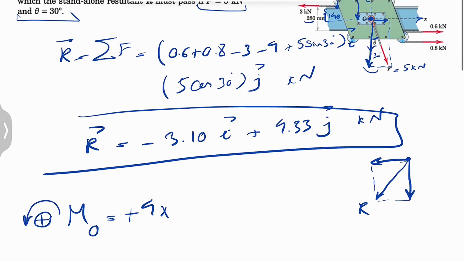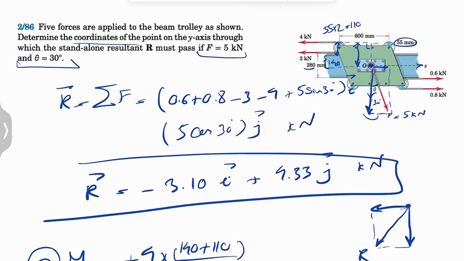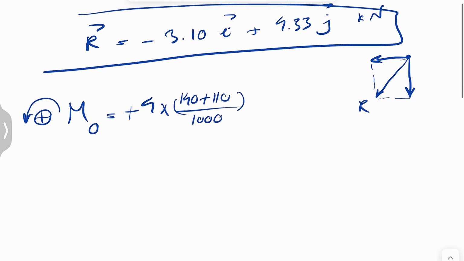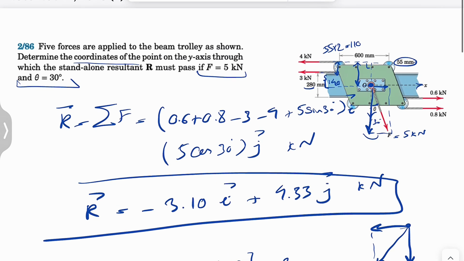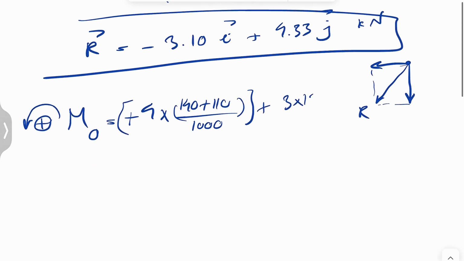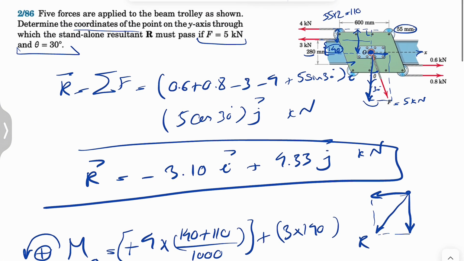So our distance that we're looking for is 140 plus 110, divided by 1000 to get it in meters, since all the dimensions are in millimeters. So that's pretty much everything for the 4. The 3 kilonewton is also going to be counterclockwise, so plus 3 times the distance. This is the line of action, so basically we have this 140 millimeters for that one, and we have the moment of 0.6.